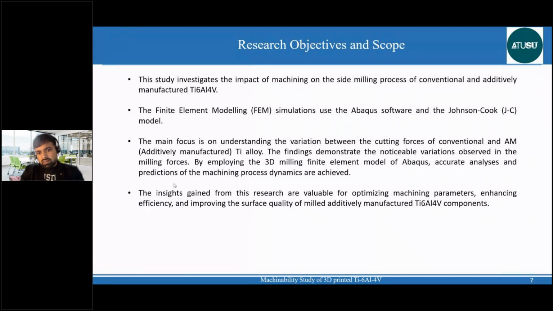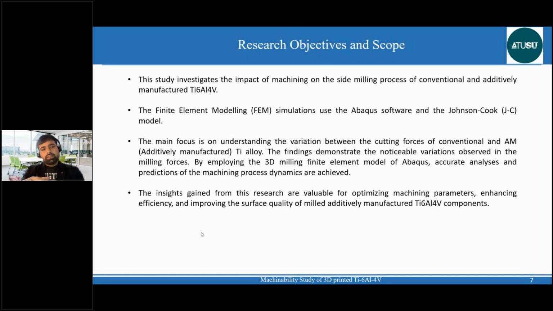In this study, I will investigate the impact of the milling process, which is side milling, on conventional and additively manufactured material. The FEM model is developed using Abaqus software, with Johnson-Cook models, which are very well known for FEM analysis, especially in machining. The main focus of this study is to understand the cutting forces of the additively manufactured material while comparing it with the conventional material.